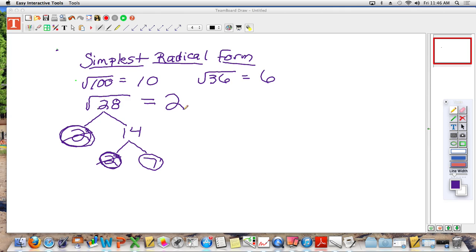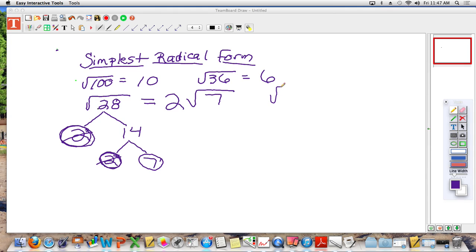All right, 7 is a leftover. It's lonely. It doesn't have a date to homecoming this weekend. Since it does not have a date, we are going to leave it at home underneath the radical sign. Aw, poor 7. So 28, the square root of 28, written in simplest radical form, is 2 square roots of 7. Let's try another one.